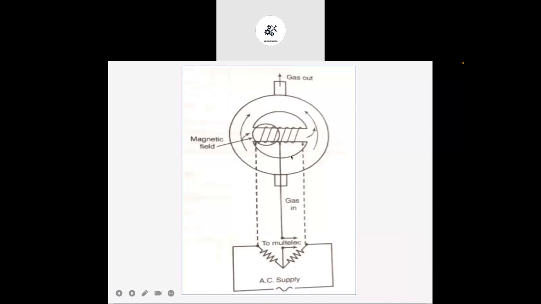Here we apply current. Current will be passed through this winding, and because of that, a magnetic field will be generated. At the same time, because of the current flowing, heat will be generated inside this winding. Now the flue gases will enter from this particular side, and they will pass through this annulus, or annular area.